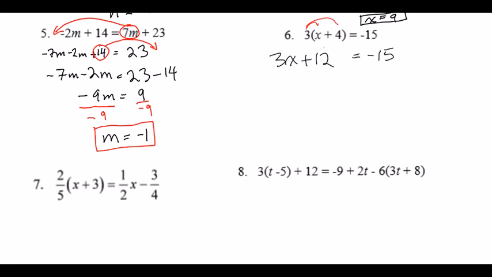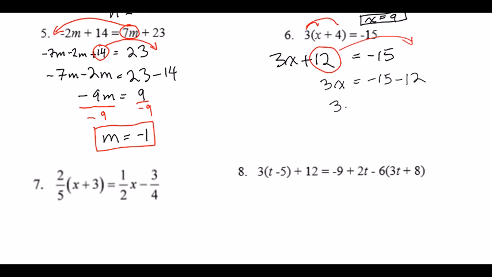And now we need to isolate x. So we're going to move the 12 to the other side of the equation. And we're isolating 3x, i.e. leaving it on the left side. So we end up with 3x is equal to negative 15 minus 12.